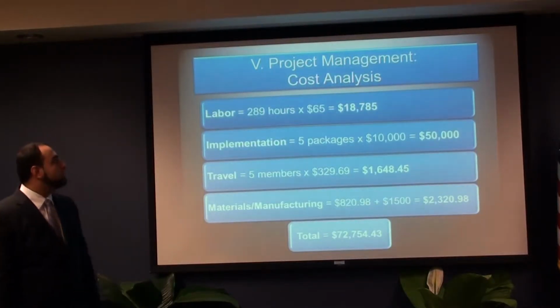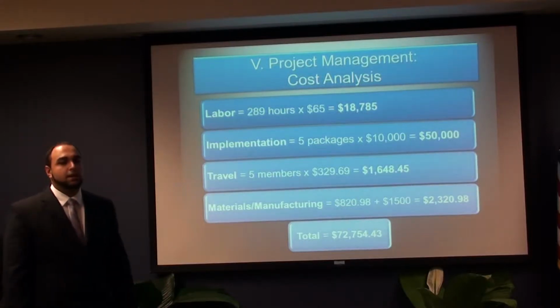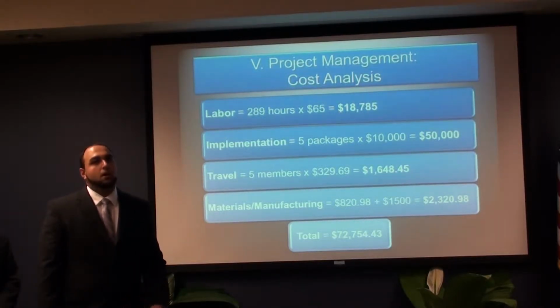Here's a breakdown of our cost. We have 4 different costs. We have labor. We estimated 289 work hours at $65 for the 5 team members. Of course, we weren't getting paid.